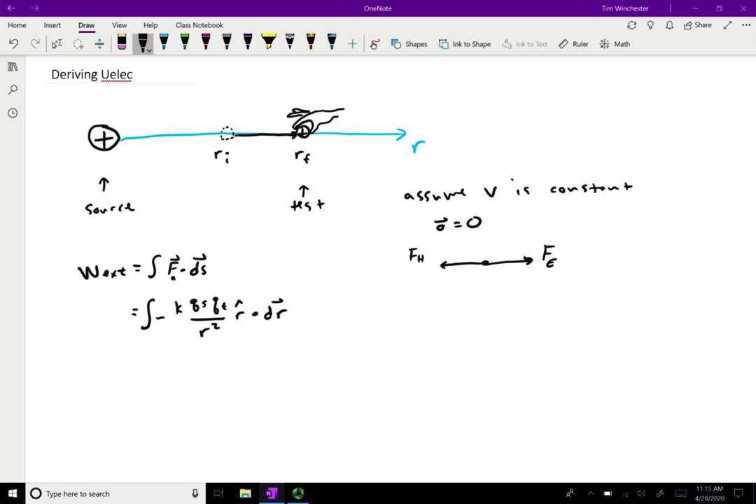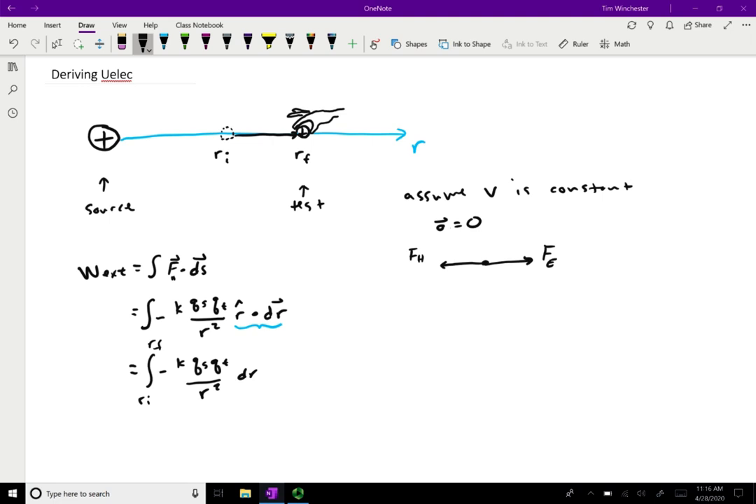Because of that, I can calculate this dot product. It's just going to be the magnitude of those two things, r hat and the dr vector, which is just dr. So this is going to be the integral of minus k q source q test over r squared dr. Essentially all I've done is try to be really careful about the sign here. If you weren't careful and messed it up, you would just get a sign error, which would be pretty obvious. In addition, this is a definite integral, so I'm integrating from r initial to r final, and that is the amount of external work that is done.